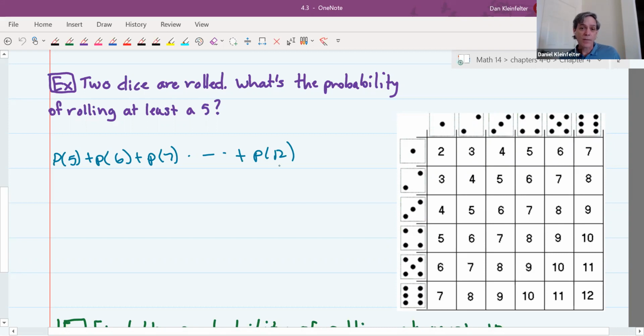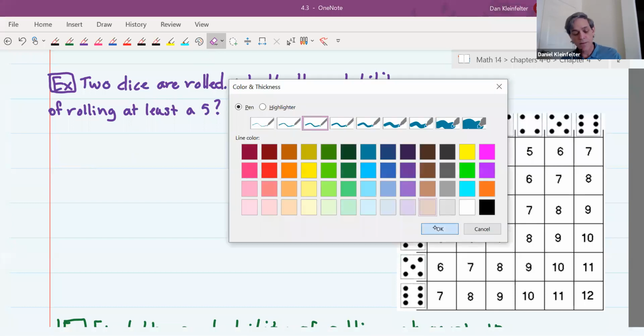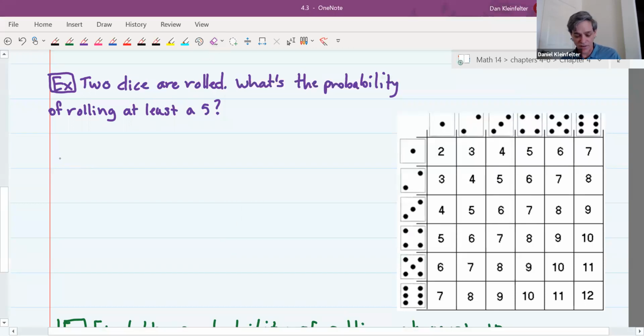So that's a lot of work. And so in situations like that, where there are all these possibilities, we want to at least consider using the complements rule to get the job done. So let's take a second look at that and say, okay, what would it be like if we didn't have at least a 5?